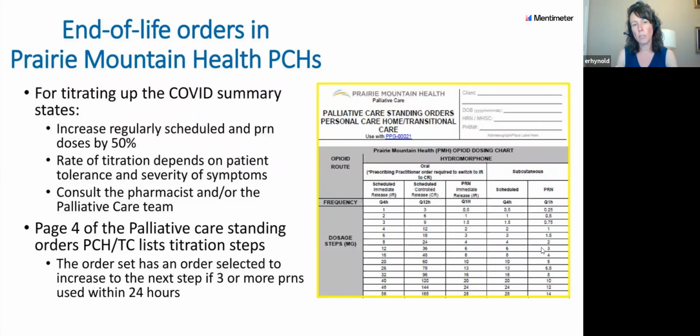So another alternative to titrating by 50% is the PMH standing orders have the steps that you could walk through right on those pages. And they have, as part of the standing orders, that if 3 or more PRNs are used within 24 hours, that's a time to go to the next step. Again, that might not be frequent enough for people who have COVID-19, but all of those summaries seem to say somewhere in the range of, if you're using 3 to 5 PRNs, then that's the time to go up to the next step.